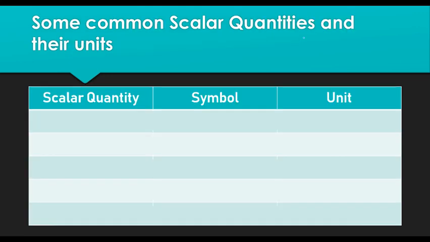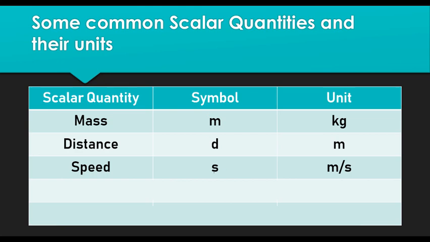So let's look at some common scalar quantities and their units. The first one we look at is mass. Its symbol is m, and its unit is the kilogram. Next one we look at is distance. The symbol can be represented as d, and its unit is m, as in meters. Speed: symbol s, unit meters per second. Pressure: it's a capital P, and its unit is the Pascal.